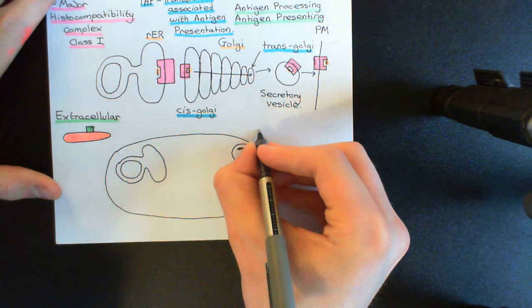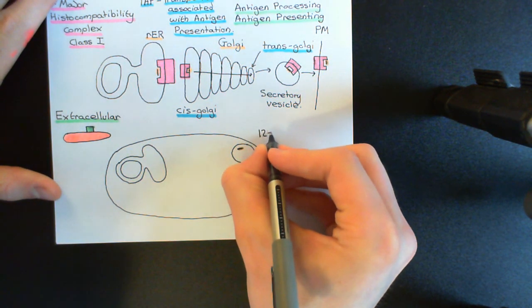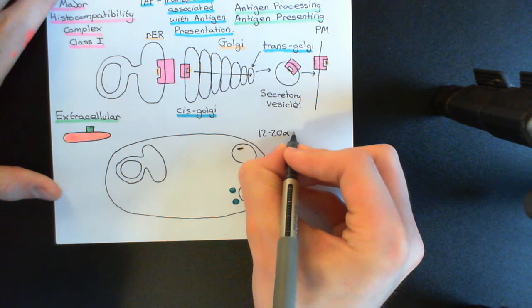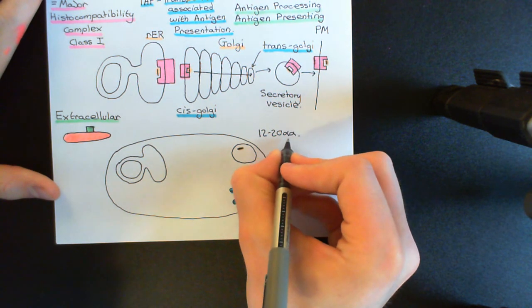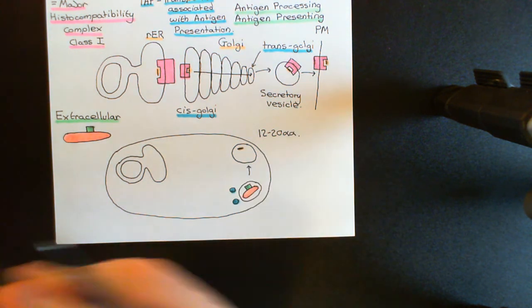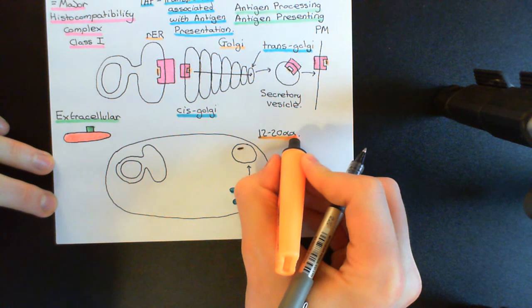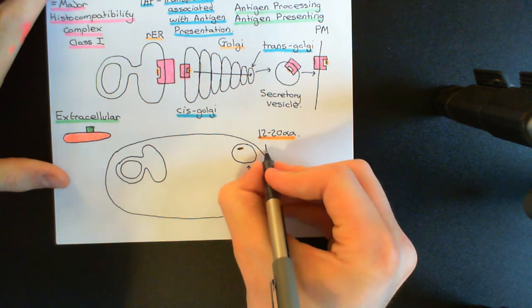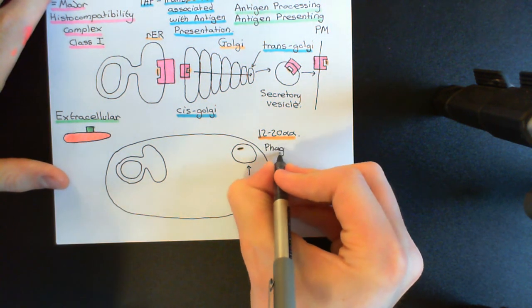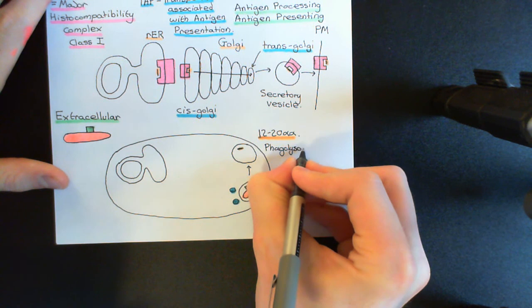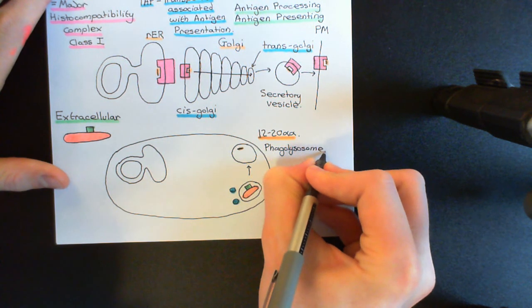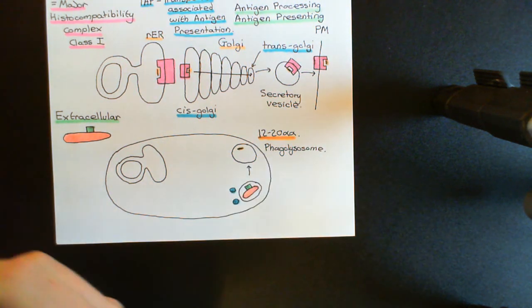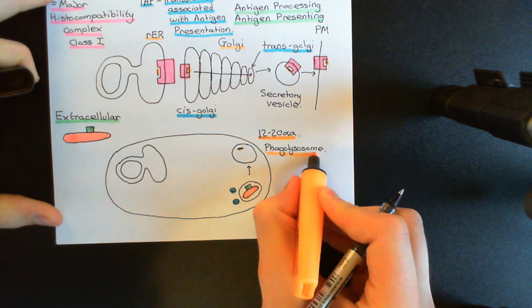And for this pathway, it's going to actually have to be between 12 and 20 amino acids long. It's also going to have other characteristics, but we'll come on to those later because that's more complicated. For now, just know that the antigen fragment is going to need to be between 12 and 20 amino acids to be presented on MHC class 2 molecule. So this that we've got here, this is the phagolysosome. Okay, right. So now leave the phagolysosome aside and come back to the rough endoplasmic reticulum.